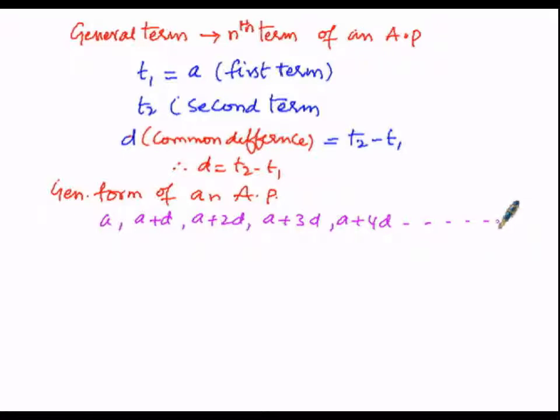So here the first term is A plus 0D, the second term is A plus 1D, and the third term will be A plus 2D. So here we are getting a coefficient that is one less than the serial number of this particular term. In order to get the fourth term, n value is 4. So A plus 1 less than the serial number of this term, that is 4 minus 1, is 3D.